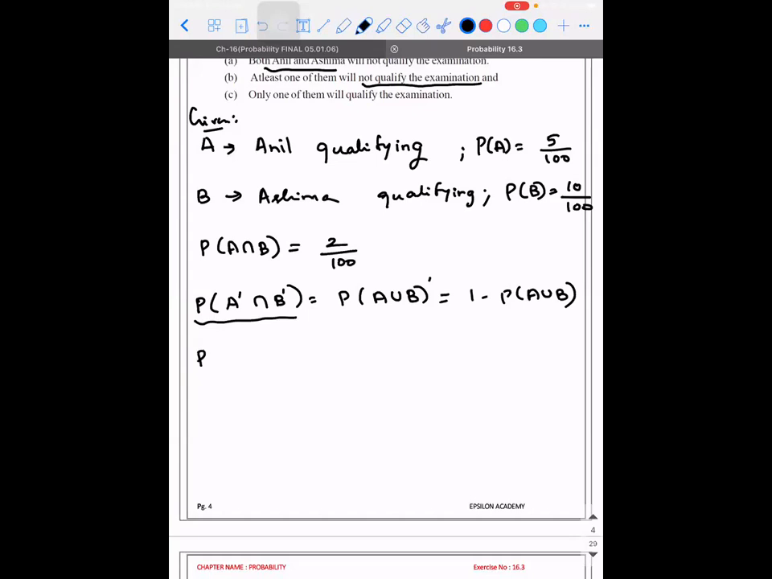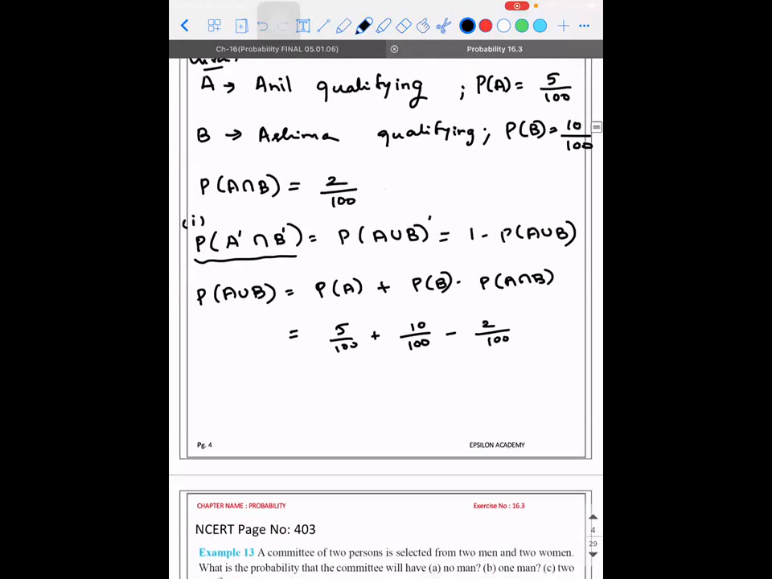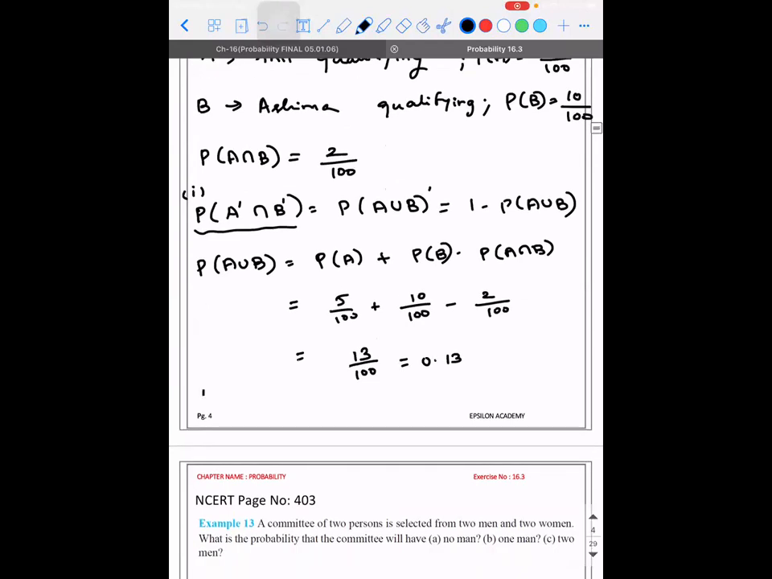No, sir. So for me to solve the first one, I need to find out the probability of A union B. That is probability of A plus probability of B minus probability of A intersection B. That is 5 by 100 plus 10 by 100 minus 2 by 100. So 15 minus 2 is 13 divided by 100, which is 0.13. But they are expecting probability of A union B the whole dash, that is 1 minus 0.13, which will be 0.87. Right? I hope this makes more sense. Yes, sir.